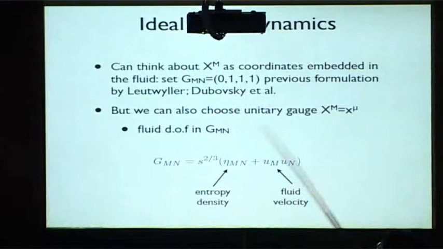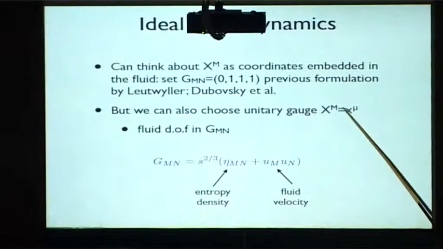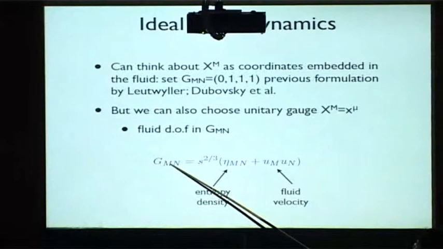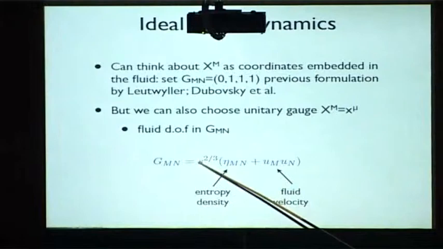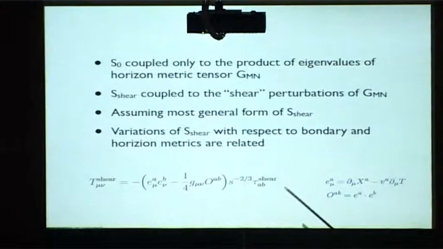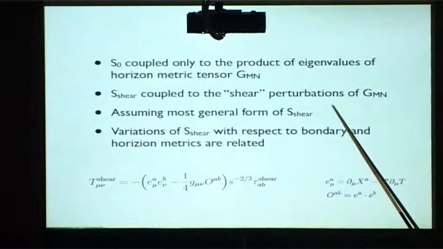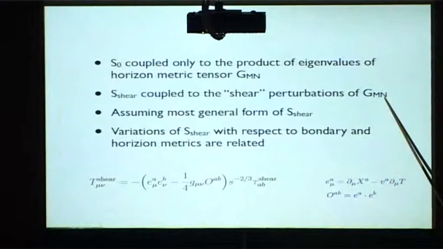But one can also choose a unitary gauge where this Xm is equal to the coordinates of the space, and then the degrees of freedom are in the metric G mu nu. One can decompose it into the factor here that is the entropy density and the fluid velocity. One can see right from this formulation that the theory of Goldstone bosons has an alternative description in a different gauge as a theory of a flow of a fluid. And then we have the shear part, which is rather technical here. The shear part of the action couples the Goldstone boson with the shear perturbation of the near horizon metric.